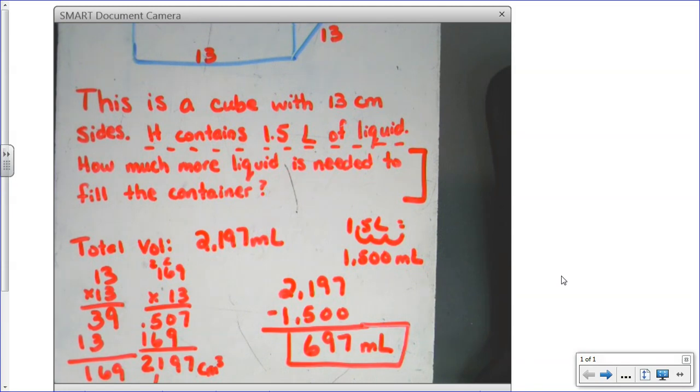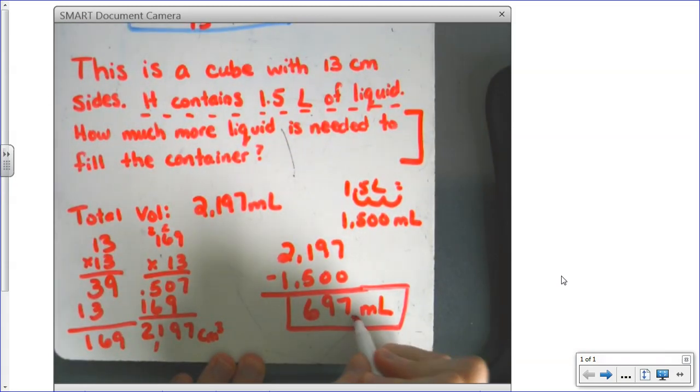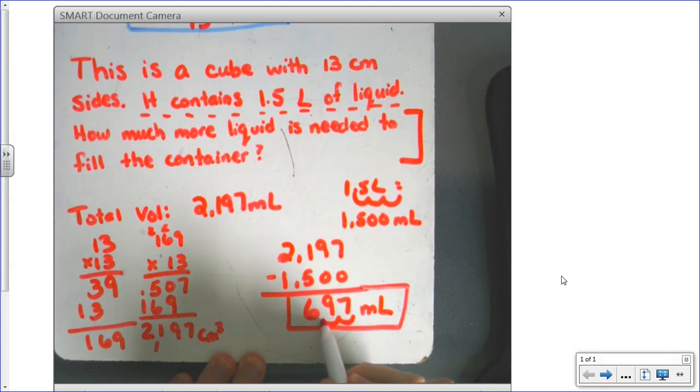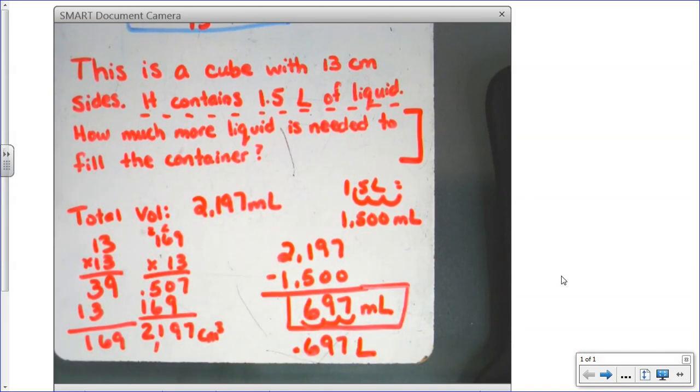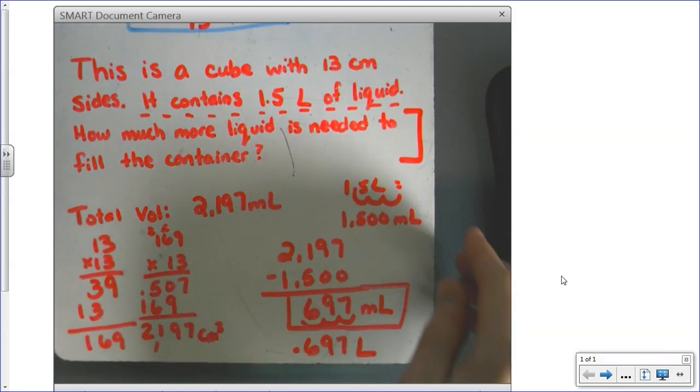Can I express this as liters? Absolutely. If I was asked to express this as liters, here's my decimal point after the 7. To go from milliliters to liters, I have to back up to the left 3 times. So I can swoop 1, 2, 3 times, and I get 0.697 liters. This question didn't ask for liters or milliliters or a combination of the two. So we're just going to leave our answer as 697 milliliters on this particular problem, and that's okay.